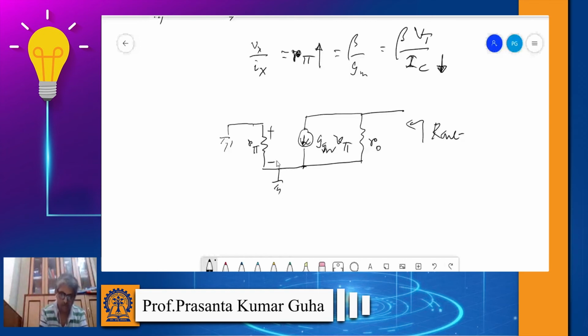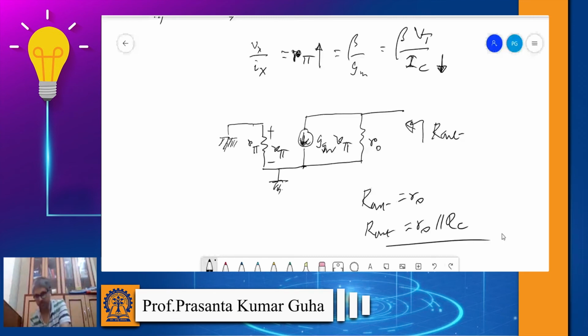Here you see V pi is equal to 0, because V pi is basically shorted here. Here it is grounded and here it is grounded also, right? So R pi is shorted, meaning V pi is shorted, so this Gm V pi is no longer there. So R out, if you look from the output port, will be equal to R naught, or you can write R out equals R naught parallel RC if you consider RC.